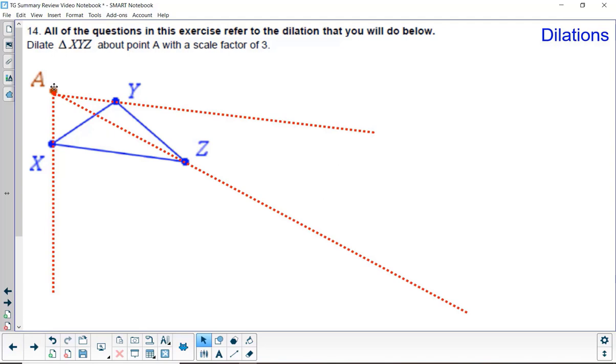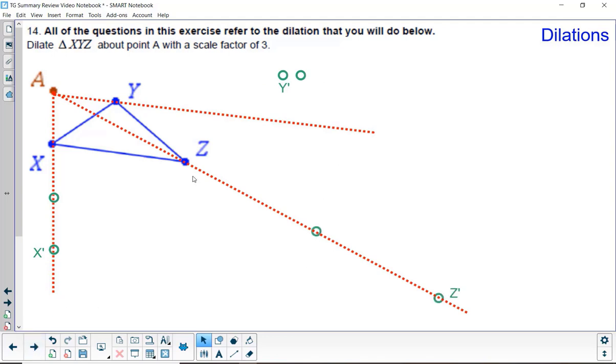And then what I need to do is mark off this distance twice more to be 3 times. So from here to here is A to X. Here's another A to X. Here's another A to X. So that's where X prime is going to be. This will be triple the distance right there.